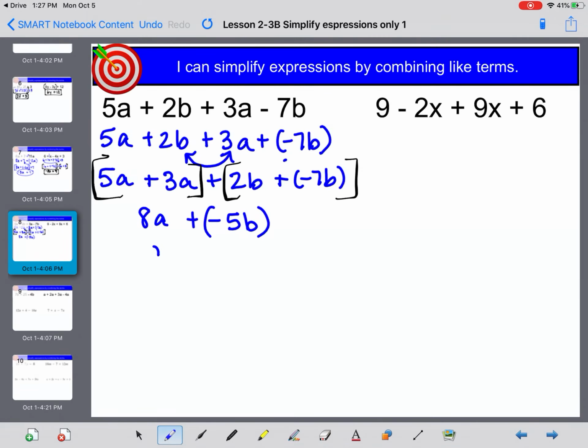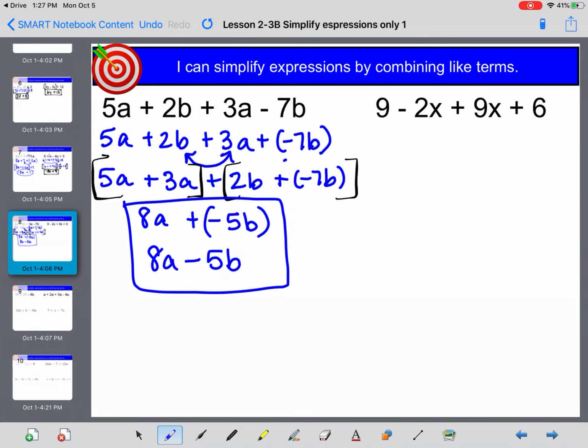You could leave it like that, but I want you to get really good at seeing that adding negative 5b is the same as subtracting 5b, that these two are the same answer. That way, if you're on your homework and you see one of the two answers, you know that you should give yourself full credit for either of those answers. Okay, the next one.